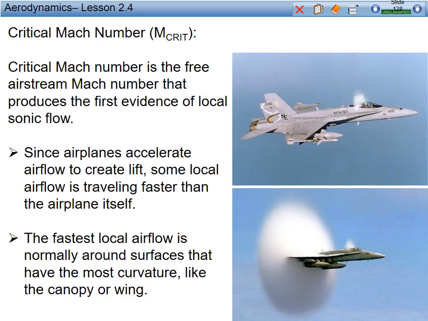Mcrit, or critical Mach number, is the free airstream Mach number that produces the first evidence of local sonic flow. Since airplanes accelerate airflow to create lift, some local airflow is traveling faster than the airplane itself. The fastest local airflow is normally around surfaces that have the most curvature, like the canopy or wing. Due to this acceleration of airflow over an airplane's surfaces, local velocities can be greater than sonic speeds prior to the airplane being at supersonic speeds.